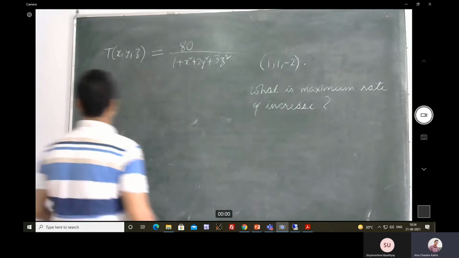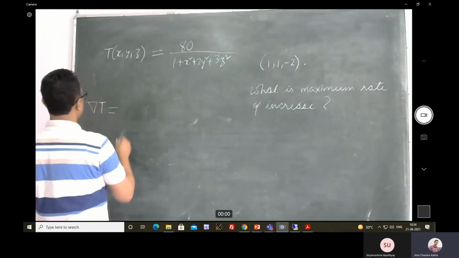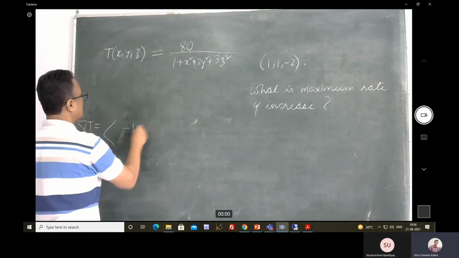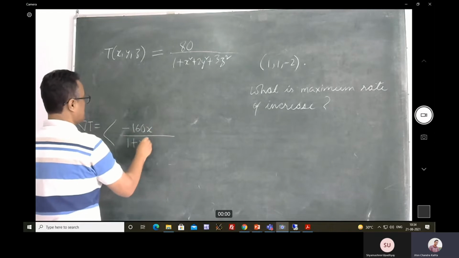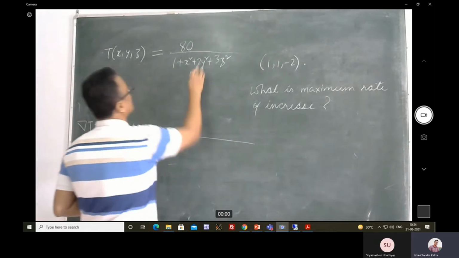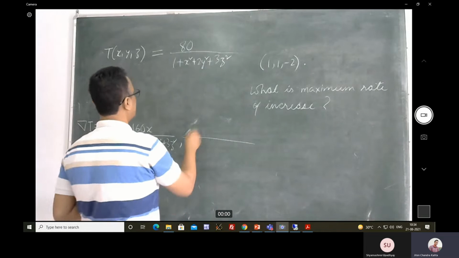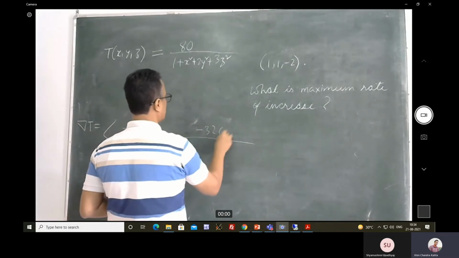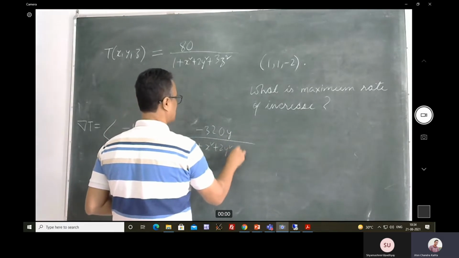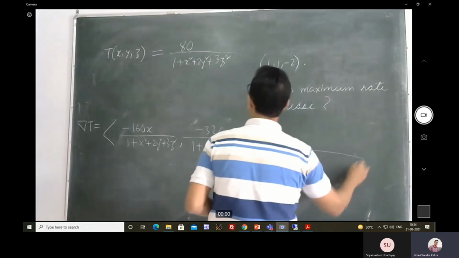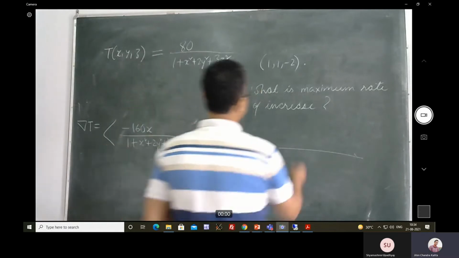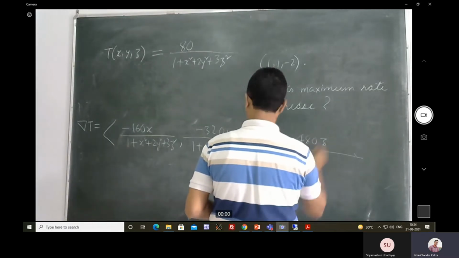So I can write grad T as minus 160x over 1 plus x squared plus 2y squared plus 3z squared, whole squared. Then I will have 4y coming, so minus 320y over again the same thing, and here it is going to be 6z, so 6 into 8, it is 480z, and the same thing.